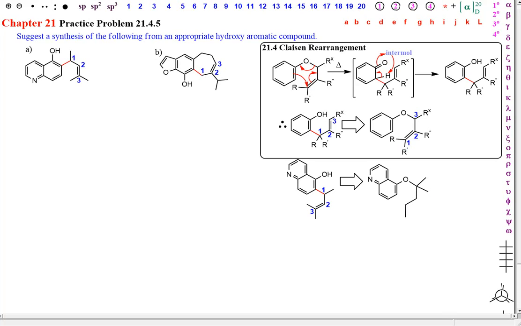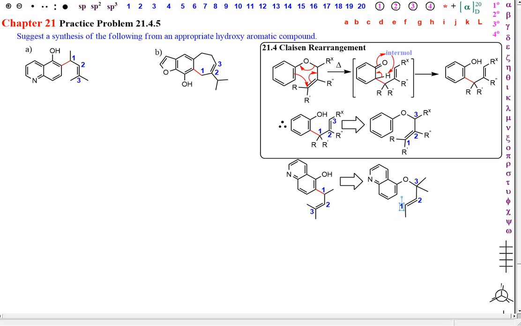And the double bond had to be between 1 and 2. Let's put our numbers on before we forget where we were. 1, 2, 3. Double bond used to be between 2 and 3, and now it's between 1 and 2. And there you have that molecule.